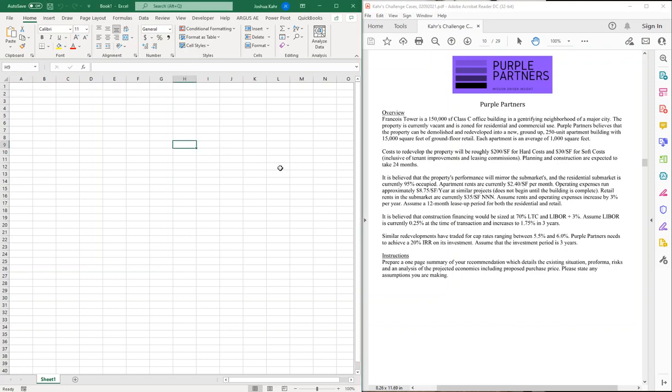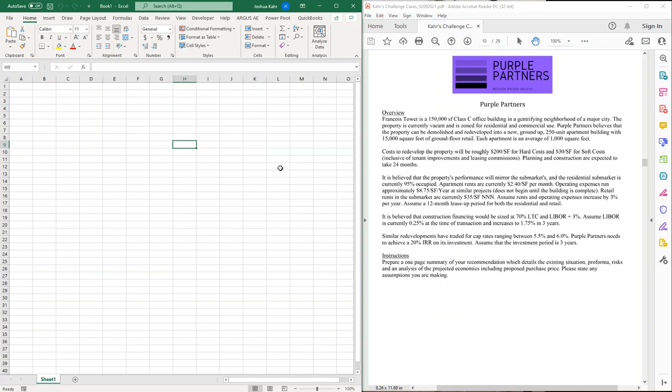So let's get going. According to this, Francois Tower is a Class C office building. It's gentrifying. We want to buy it. We want to put in resi and commercial use. It's got hard costs, it's got soft costs. There's a bunch of info here about construction. And the goal is, when all is said and done, to come up with some sort of value for it.